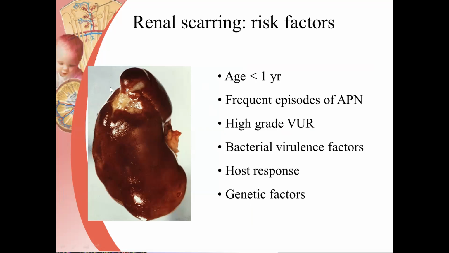So this is the appearance of the scar on a macroscopic level. Children less than 1 year, infants, are particularly more prone to scarring. Frequent episodes of acute pyelonephritis means they are more prone to scarring. High grade vesicoureteric reflux, they are more prone to scarring. Then bacterial virulence, if the bacteria are fimbriated organisms with bacterial P factor, there is a higher risk of scarring. Then if the host is weak, with immunogenic problems or genetically predisposed to scarring. Certain genes are particularly associated with more scarring, and those are the higher risk factors for renal scarring.